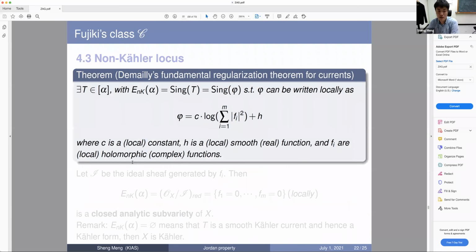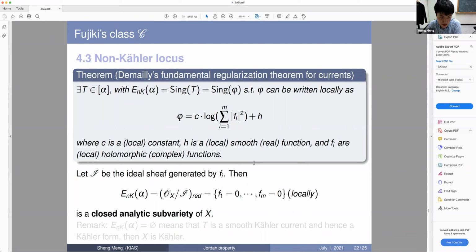Furthermore, we can apply Demailly's fundamental regularization theorem for currents. The singular locus of T is the singular locus of phi, and phi is a quasi-psh function, and such a function can be written locally in this form, where C is a constant, h is a smooth real function, and the f_i are holomorphic functions. We denote by I the ideal sheaf generated by the holomorphic functions f_i. Then the non-Kähler locus is simply the reduced part of this ideal, the zero set of the ideal sheaf, so it is simply the zero points of f_1 through f_n. Globally this forms a closed analytic subvariety of our X here.